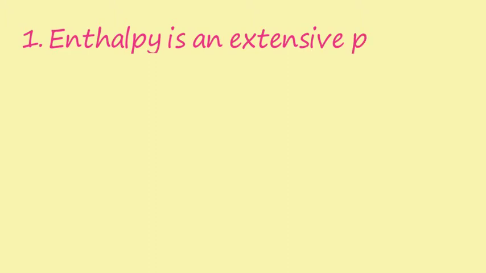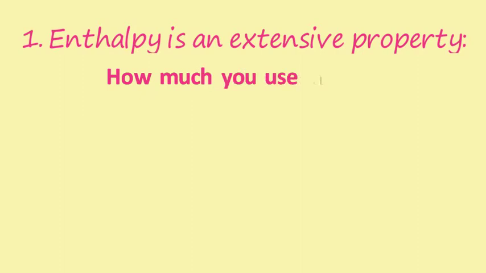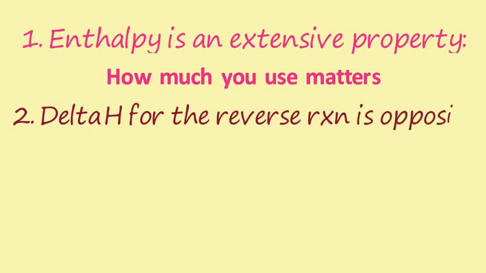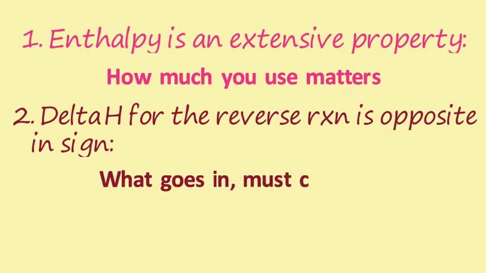All right, some things to know about enthalpy. Enthalpy is considered to be an extensive property. Extensive property means that how much you have matters. That will affect the numbers. So how much you use matters. And delta H for the reverse reaction is the opposite. It's the opposite sign. So in other words, what goes in must come out.